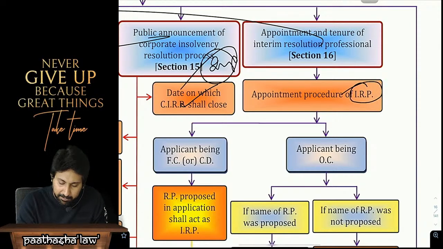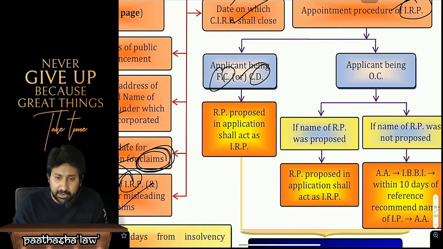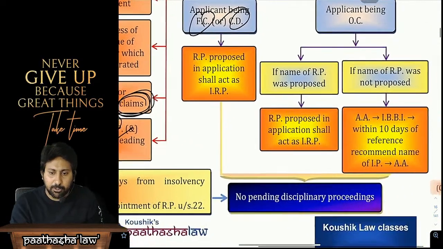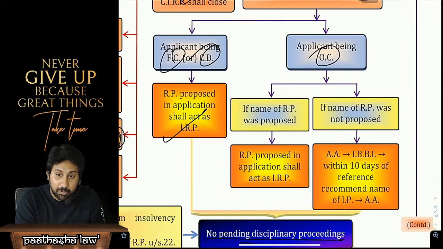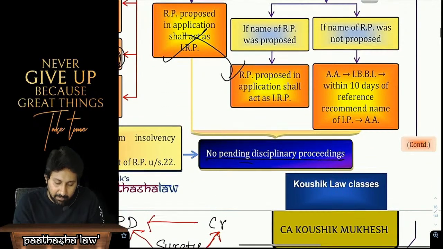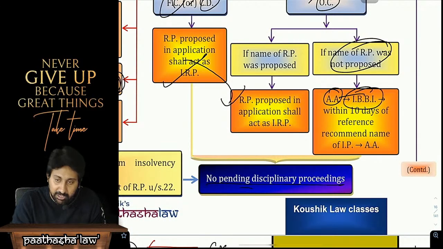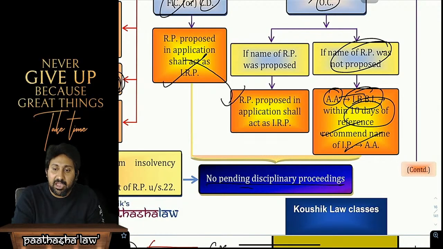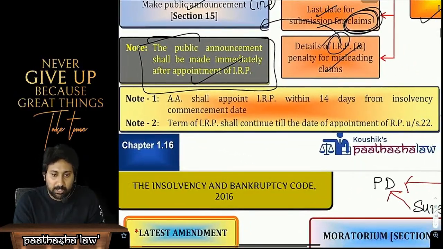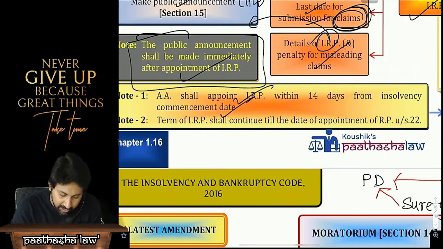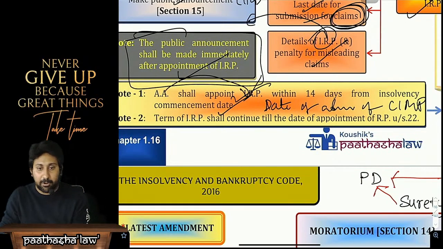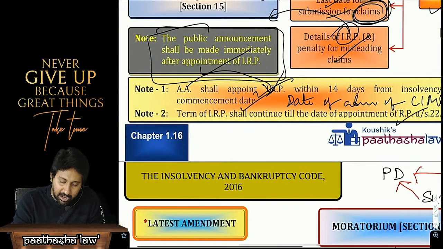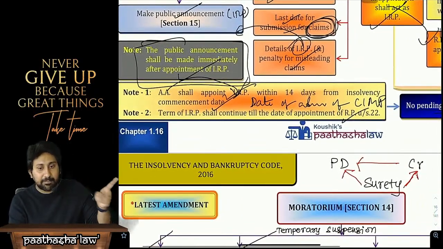Okay. Next one. Appointment of IRP. Very easy section. If the applicant is a financial creditor or a corporate debtor, then they must have proposed the name already. That proposed person shall act as IRP, provided no disciplinary proceedings are pending. If it is an operational creditor who has proposed the name, then the same point will apply, provided there is no disciplinary proceeding. If the name of an RP is not proposed, first AA will refer to the IBBI. IBBI within 10 days of the reference will recommend the name of an IP to act as IRP. AA shall appoint IRP within 14 days from the insolvency commencement date. The term of IRP shall continue till the appointment of the RP under section 22. Not for 30 days, not for 40 days. Till the RP is appointed, IRP will continue. Okay.